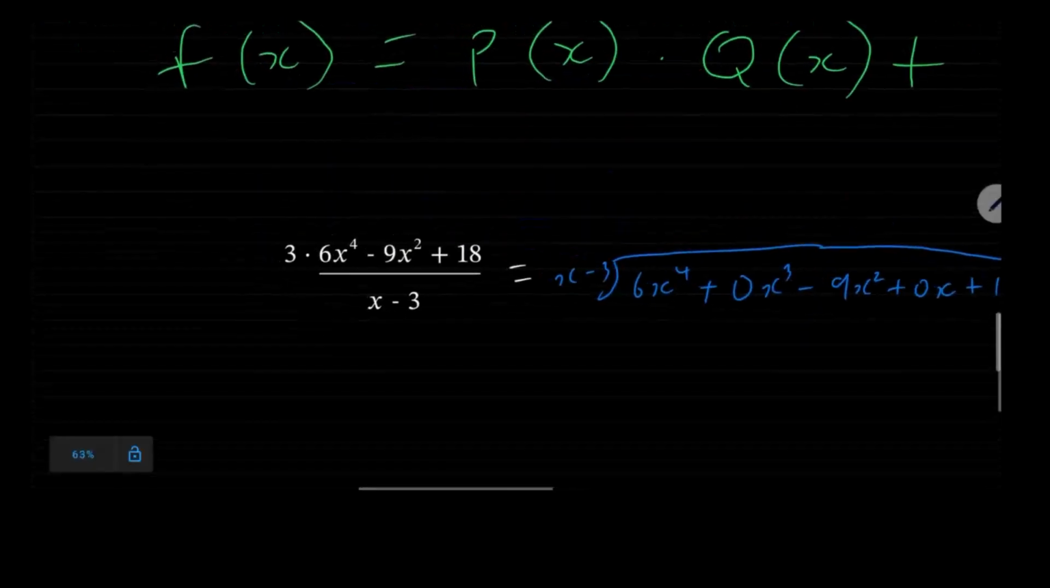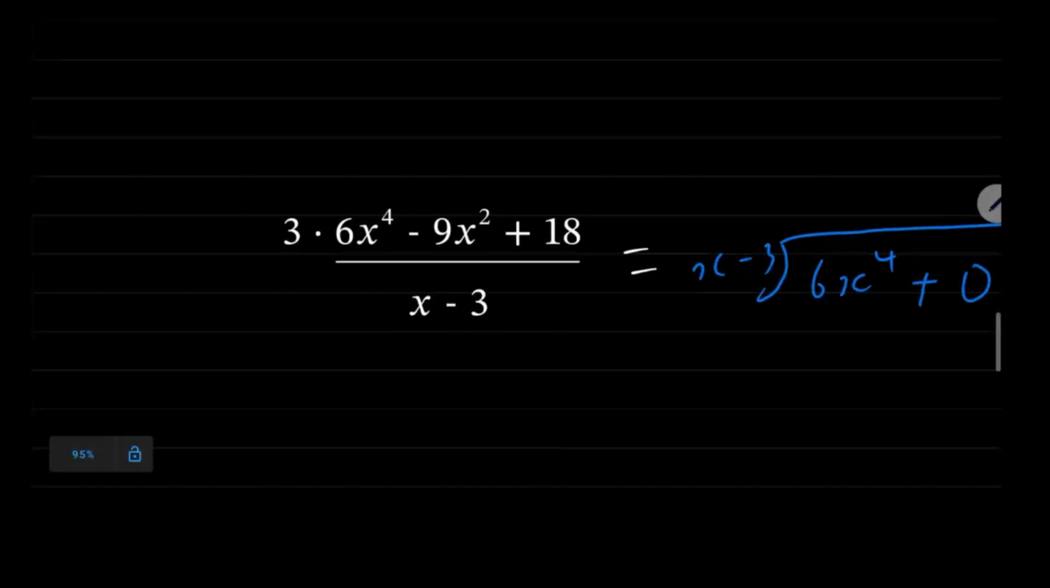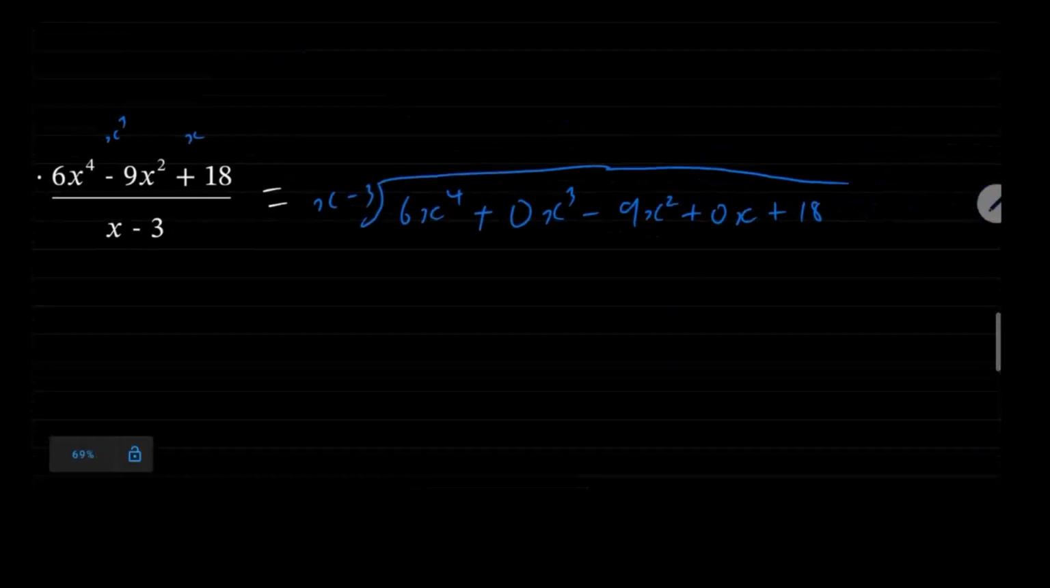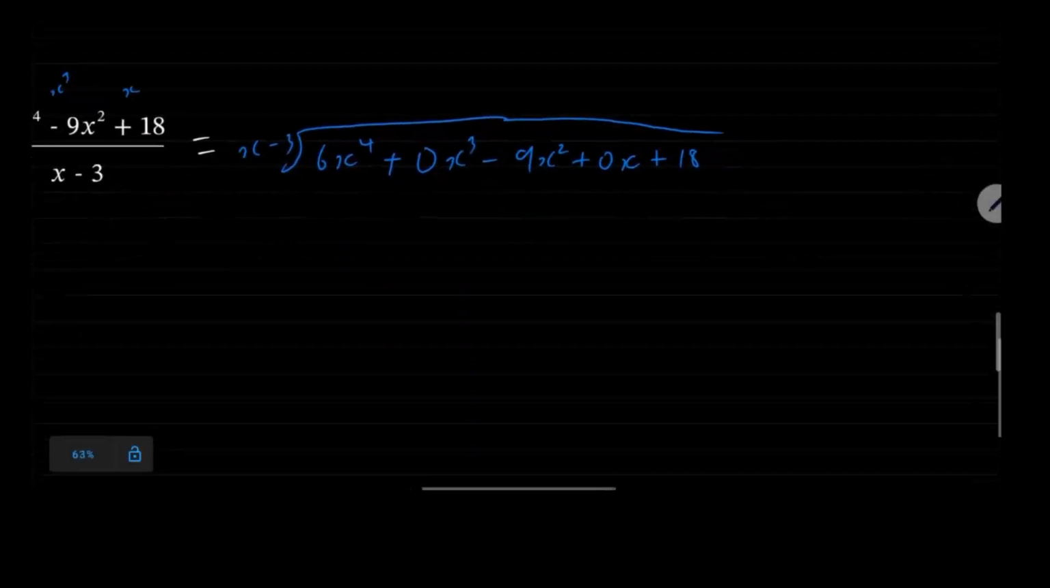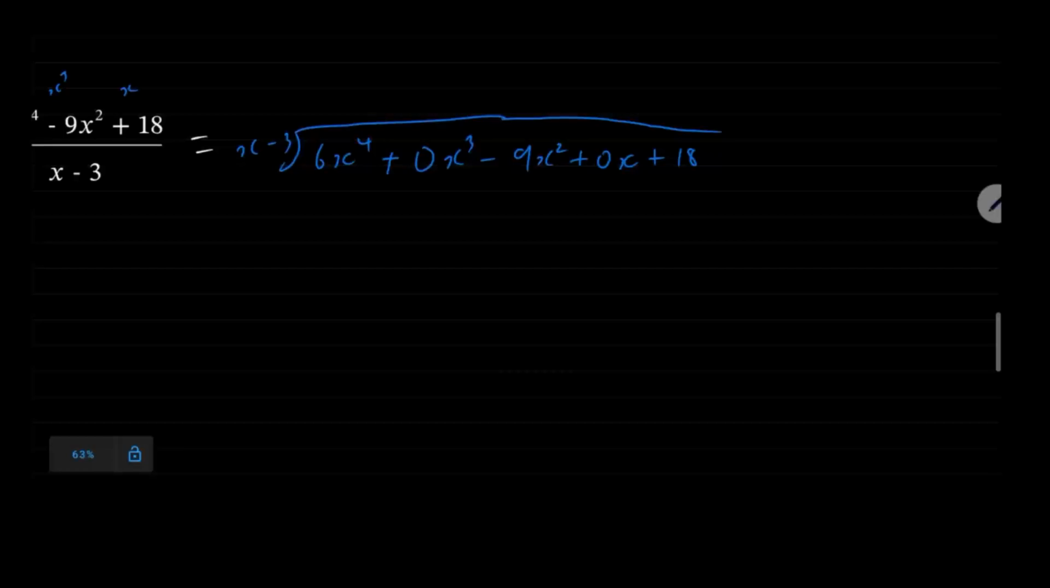I hope it's clear. All that we did was, there is no x cubed and there is no x, so we add 0 to it, which is basically true. This equation is the same as the one we have here because it gives us the same thing. Now we have our dividend and our divisor. What is the first step? As always, we consider the first term of the dividend against the first term of the divisor. So 6x exponent 4 divided by x gives us 6x exponent 3. We write 6x exponent 3 here, and then we use it to multiply the divisor.